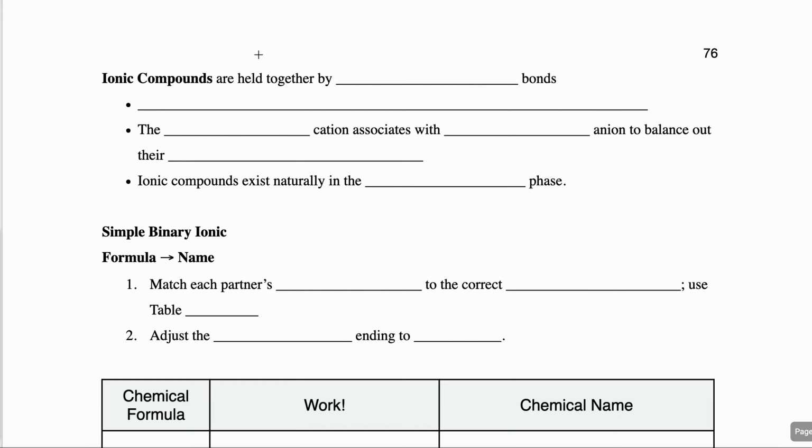In 77 and start working towards going between the name and formula of our simplest substances, ionic compounds. So this term ionic, it is the fancy term for anything that we refer to with the term salt. So ionic compounds are salts. They are held together by ionic bonds.